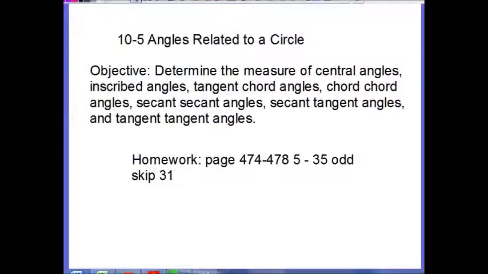Welcome to section 10.5, angles related to a circle. Our objective is to determine the measure of central angles, inscribed angles, tangent chord angles, chord angles, secant angles, secant tangent angles, and tangent angles. For homework, we're going to be working on page 474 to 478, numbers 5 to 35 odds, skip 31.